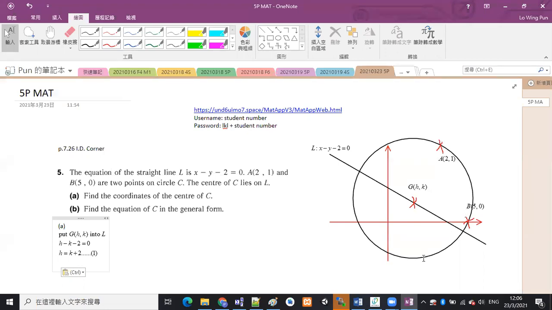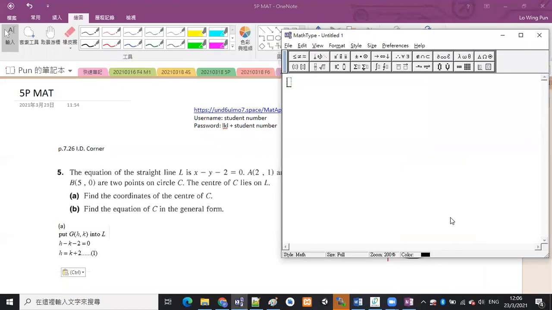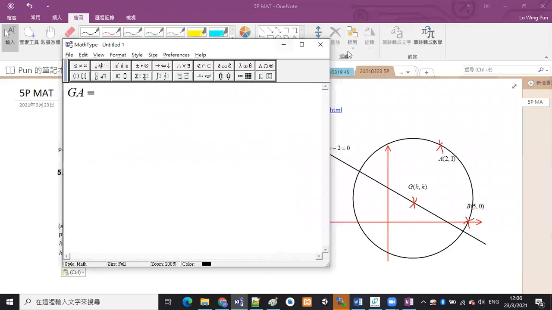GA is the radius, right? GB is also the radius. So their distances should be equal to each other. Okay? So what is the length of GA? How to calculate the length of GA? We have the coordinates of G and the coordinates of A. So we can use the distance formula: square root of (h minus 2) squared plus (k minus 1) squared. Okay, so that is GA.